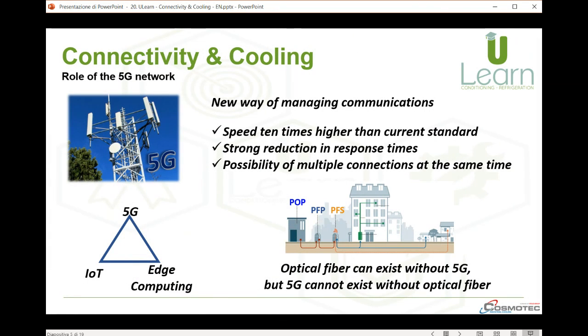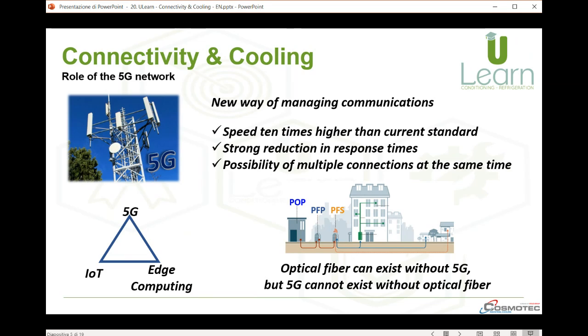In the next years, a new technology will be an amplifier of access and creation of information. It is 5G. It is defined by experts as a new way to manage communication. In fact, the speed will be 10 times higher than the current standard. There will be a strong reduction in response time, and it will be possible to have more connections at the same time. It is important to say that 5G needs an optical fiber network in order to demonstrate its potential. Without it, there is no support structure for the distribution of information.